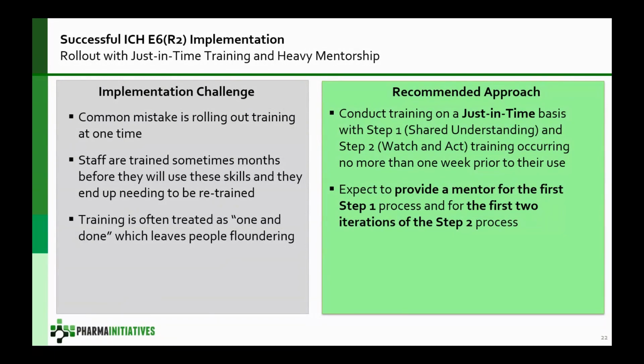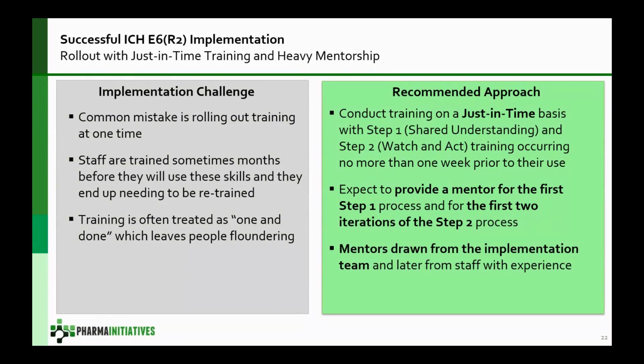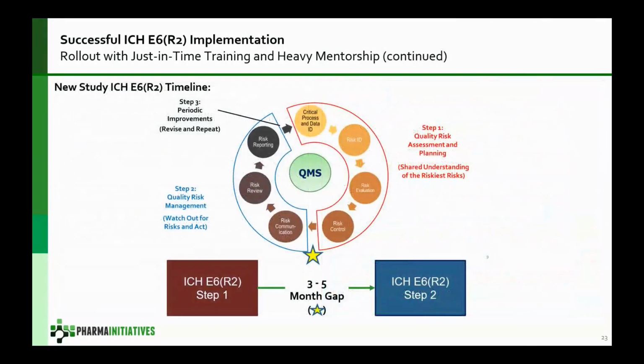Certainly the first iteration of the step 1 process, they should have that. You can draw those mentors from your implementation team who've hopefully gone through the conference room pilot, as well as been there to support the first couple live pilots. But regardless, everyone needs a mentor at the beginning. And I would also suggest that the mentors manage the tools initially. And again, we'll talk more about the tools in a moment when we talk about the software side of things. So just-in-time training, really important.